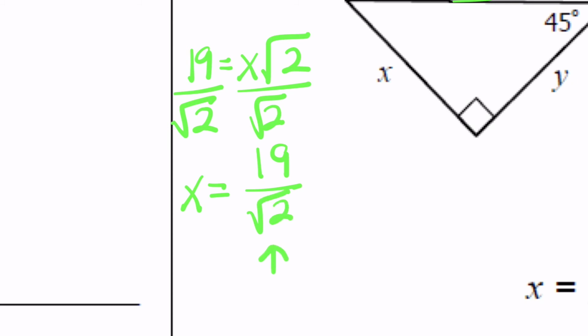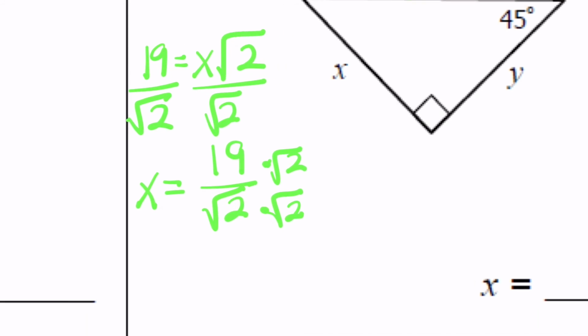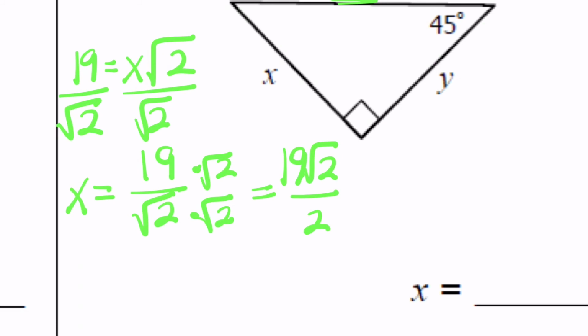Unfortunately, I don't have a rationalized denominator. I have that square root of 2 in my denominator, so I have to get rid of that. I have to multiply both the top and the bottom by the square root of 2. That's going to rationalize that denominator and leave me with 2 there. But up top, I'm going to have 19 square root of 2. And that's x, that's it.